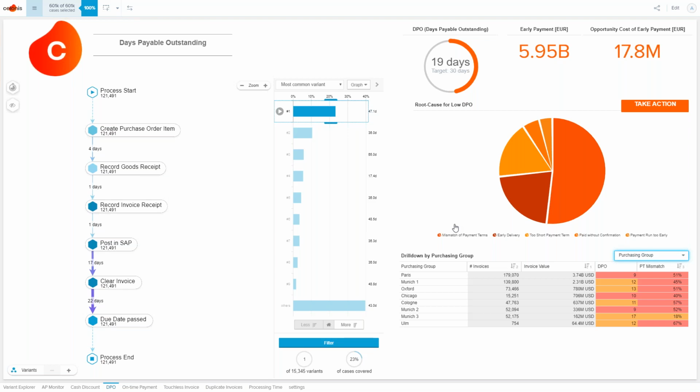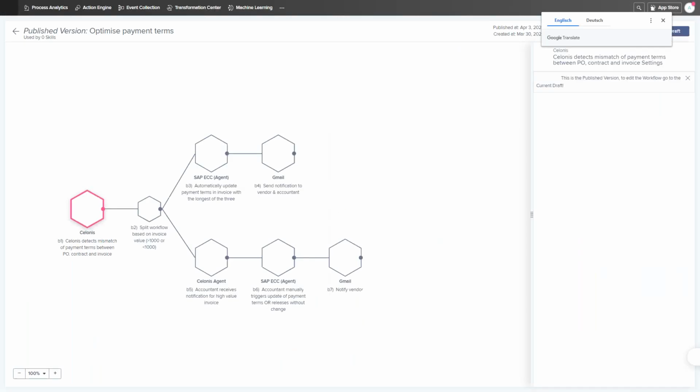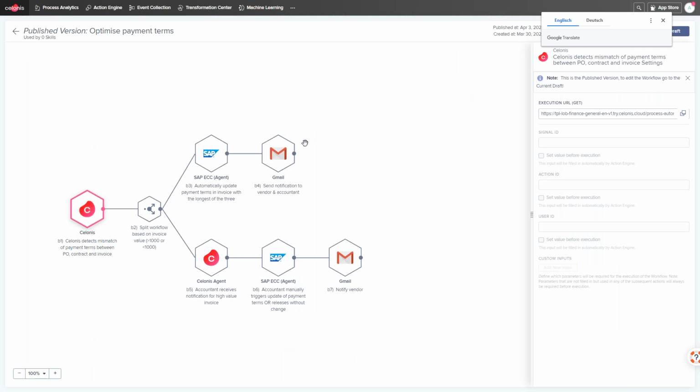and invoice. And then what we could do is say for low-value invoices, right? We follow this route on the top, where we would automatically update the payment terms on the invoice to the longest of those three, right, to improve our cash position. And then also, of course, notify the vendor and the accountant about this. For high value invoices, it would rather be a human being having to take a closer look at this invoice in order to take a decision.